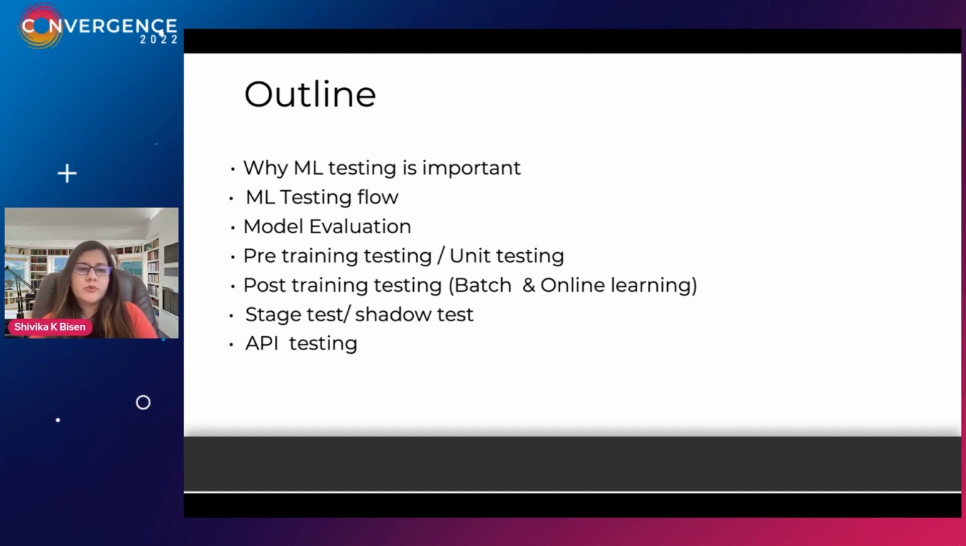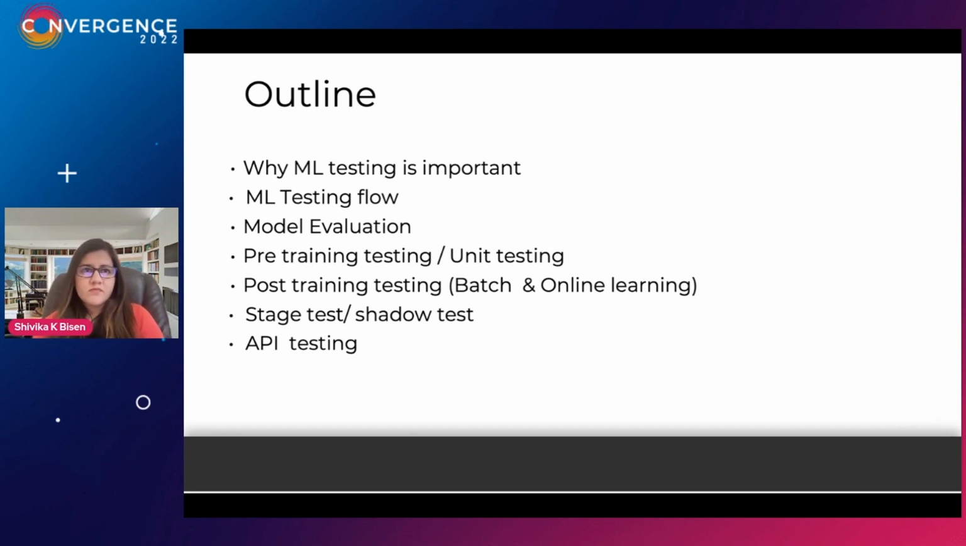And finally, when we do this post-training testing, we'll see how our model is performing. To do that, we have to simulate an environment which is as close as possible to the real world, and that testing is called stage testing or shadow testing. Once we do that test, we then finally do API testing, because most machine learning models are accessible to users through an API, and that's why API testing is an integral part of this.